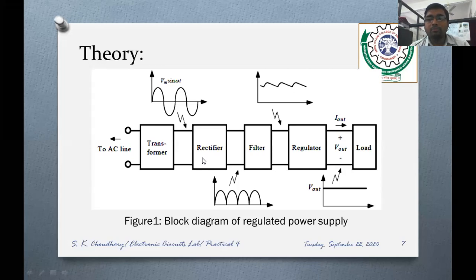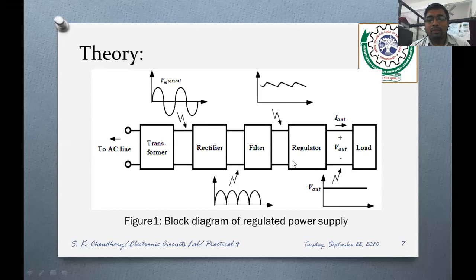Here we are going to use the bridge rectifier, that is a full wave rectifier actually. So the output of the rectifier would be the pulsating DC, that would be further fed to the filter, which would smoothen the pulsating nature of the DC signal, provide a smoother DC signal, and remove the ripples also present in the pulsating DC.